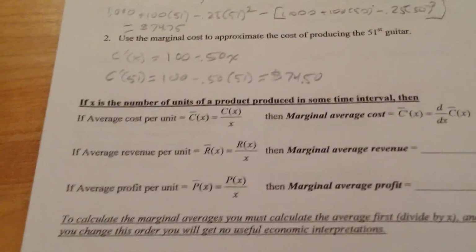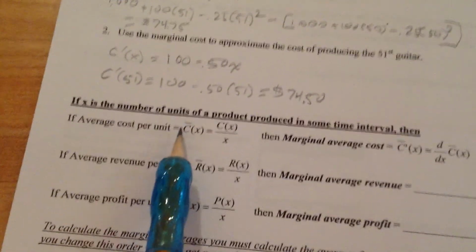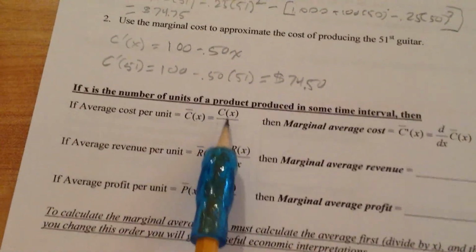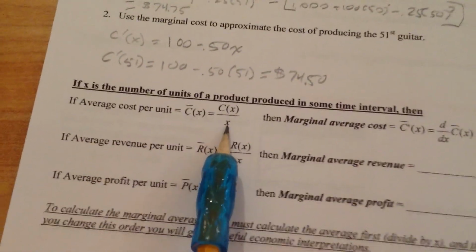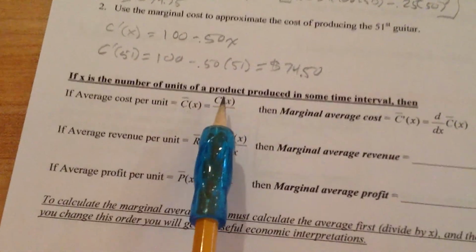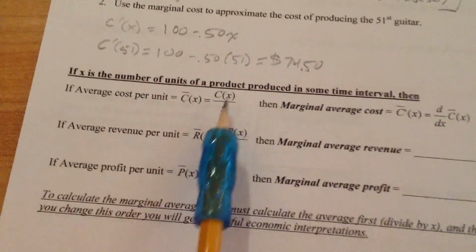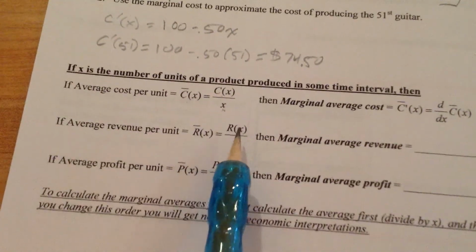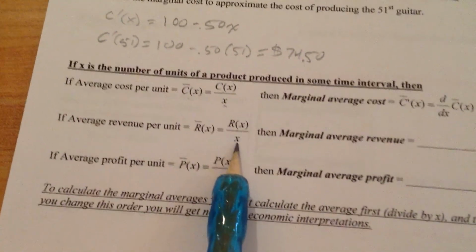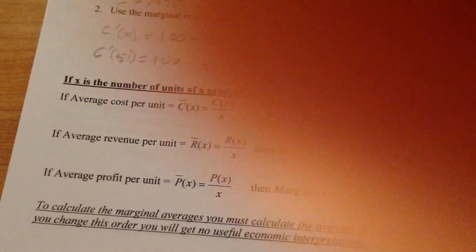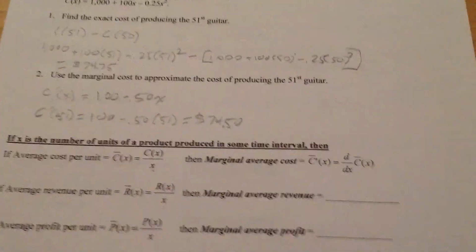The other thing we've looked at once or twice on homework problems is finding average cost. And just like in stats, when we put the little bar on the top, it meant the average. So the average cost would be the cost function divided by x. Remember, x is how many units you're producing, so the cost divided by how many you're manufacturing would be the average cost. Same with revenue. The revenue divided by how many you are producing would be the average revenue. Same with profit.